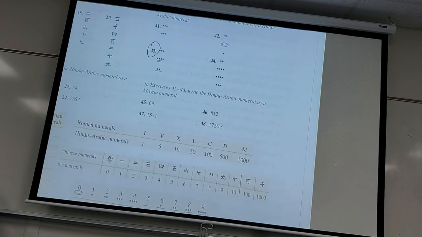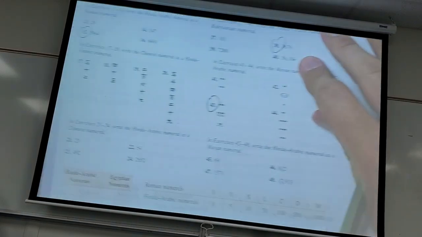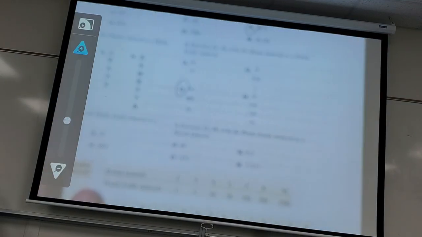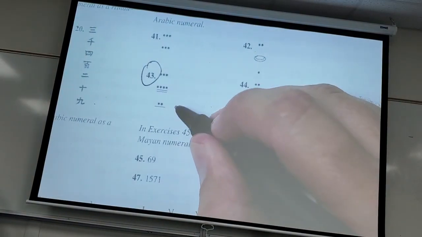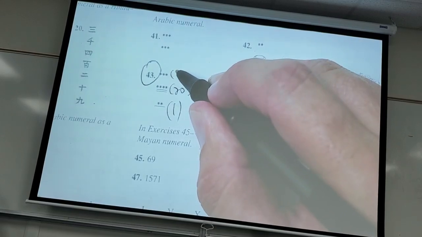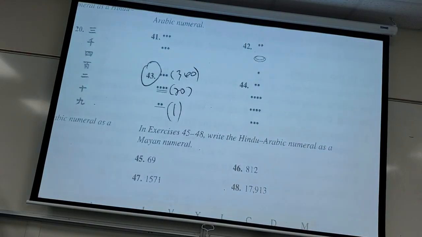All right, so now the new stuff. What about number 43? I can do that on this paper. What places are we having here? The ones place, 20s, 360s. So then again, it's always beautiful going from somebody else's system to ours.